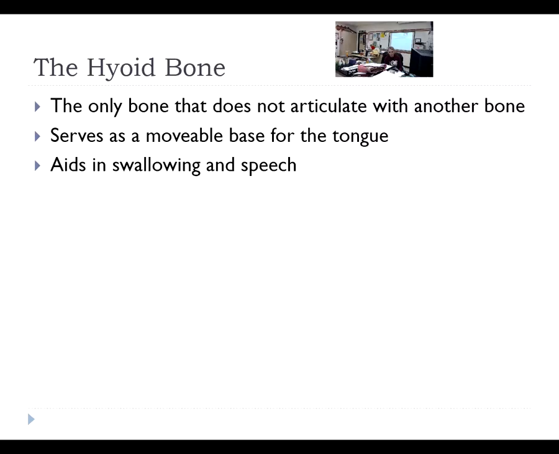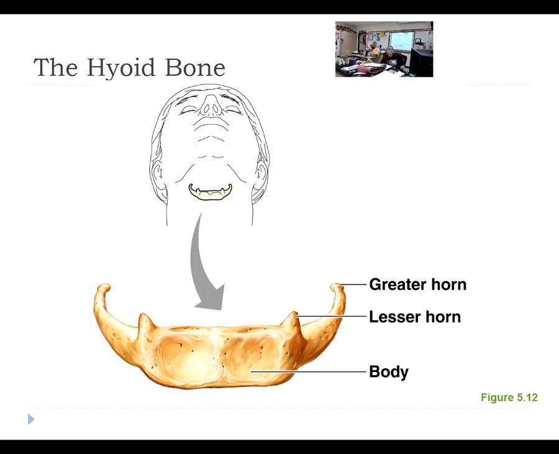It serves as a movable base for our tongue, so it helps us to swallow and speak. That's where it is, in the neck, kind of underneath. You don't need to know the different parts of it. You just need to know that that is the hyoid bone.